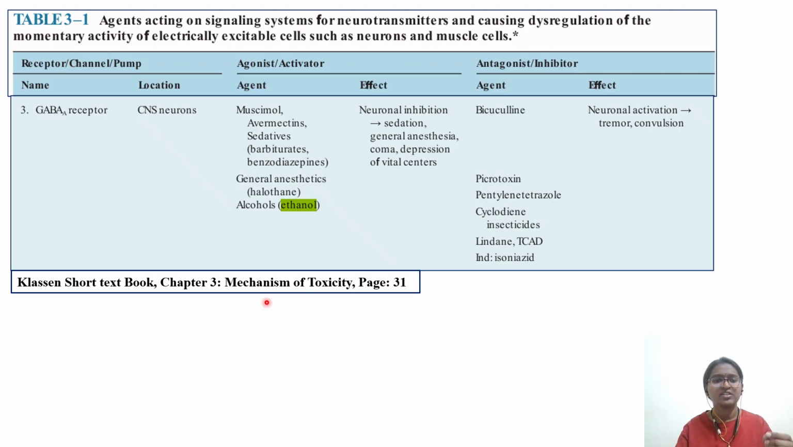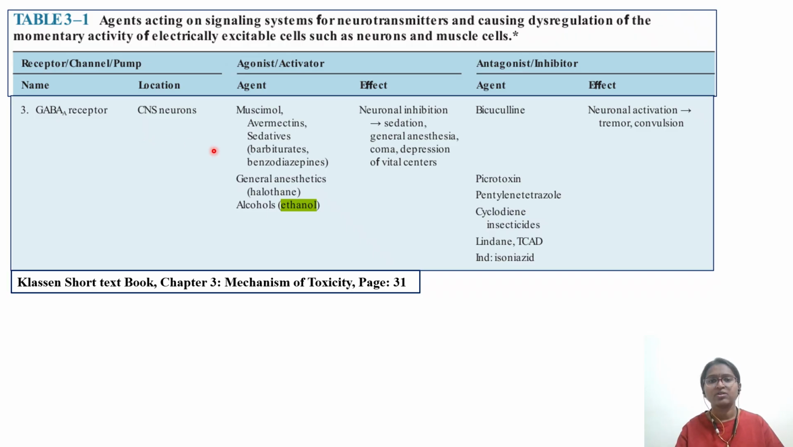Ethanol is first mentioned in the Klaassen textbook in chapter number 3, that is mechanism of toxicity. The mechanism is given in table 3.1. In this, if you look at the receptor, channel and pump, ethanol is targeting GABA A receptors, and the location is CNS neurons, that is in your brain. That's why it is causing neurotoxicity.